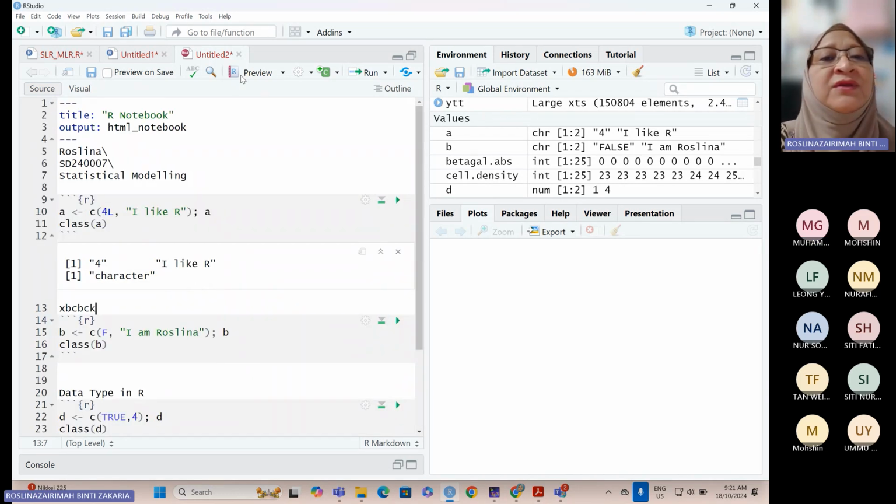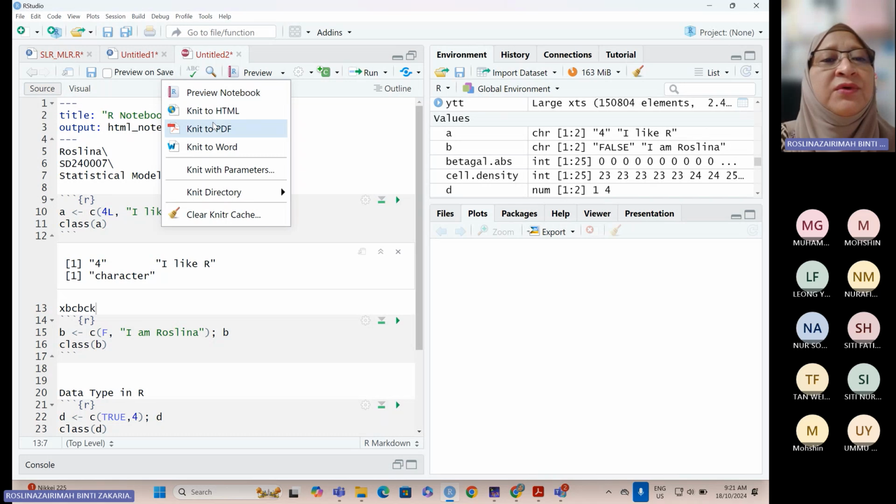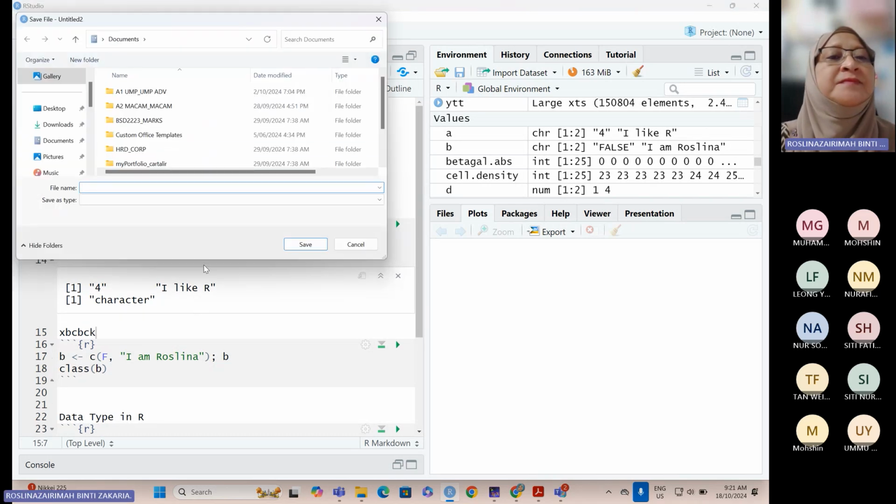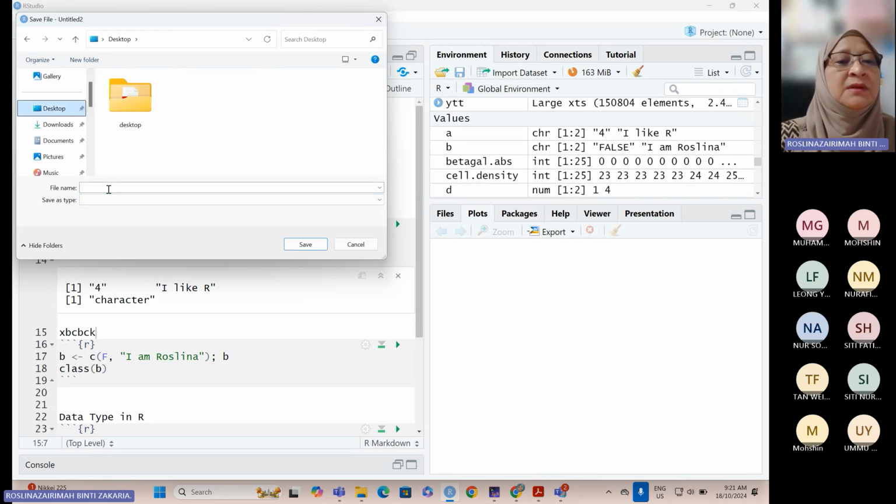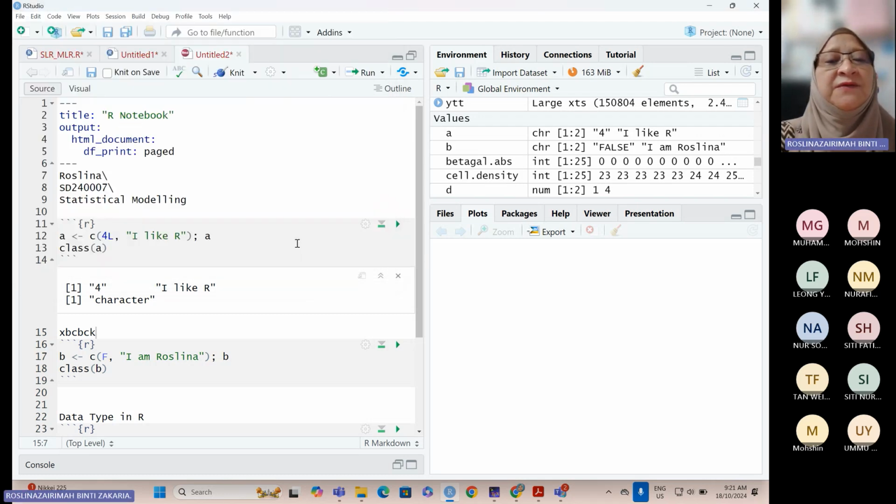So when you are done with this, you go to Preview, you need to choose HTML. Then I need to give the name for this. Let's say I put it on the desktop, Try One. Okay, save.